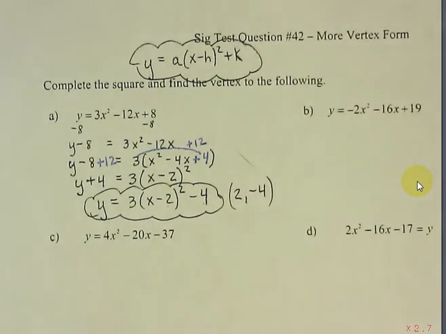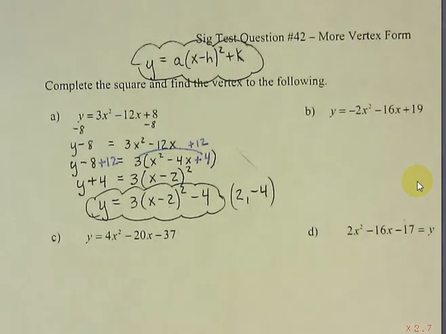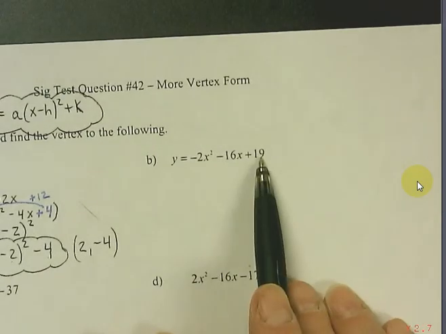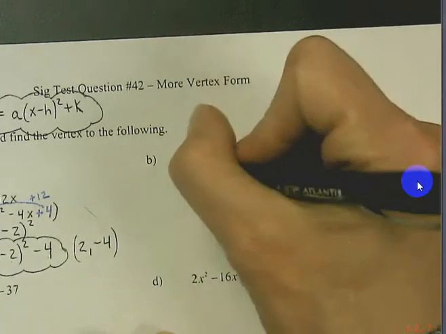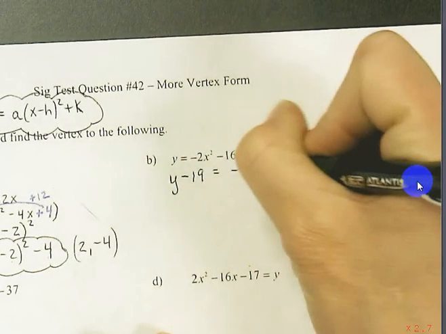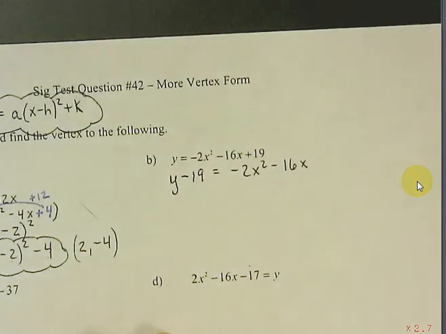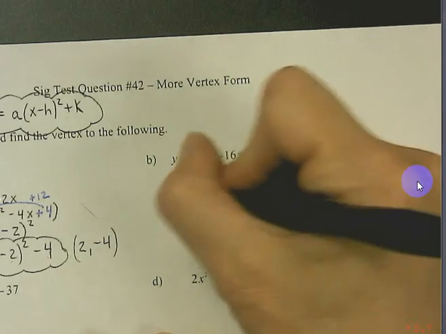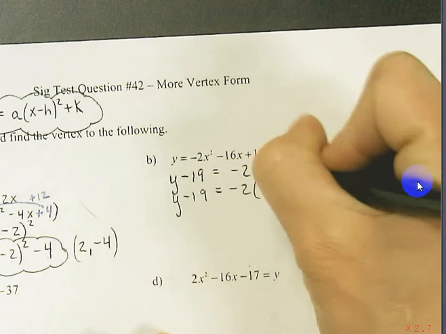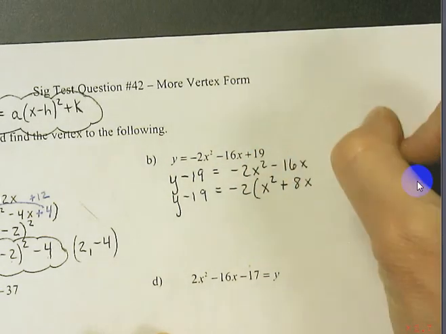Okay, so we could ask you either one, write the equation in vertex form, or we could ask you for the vertex. Okay, we'll do one more with you. Same first step, move your 19 to the other side, so I'm going to subtract 19. Okay, on the right-hand side, we're going to factor out the negative 2. And be careful on this, I'm factoring out a negative, so I'm going to get a plus 8x, leave a space.